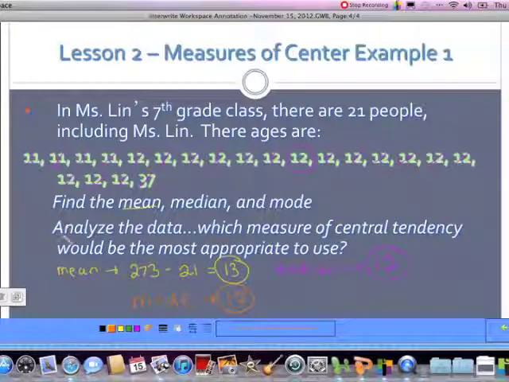Now let's look at number 2. It says analyze the data. Which measure of central tendency would be the most appropriate to use? So let's talk about that.